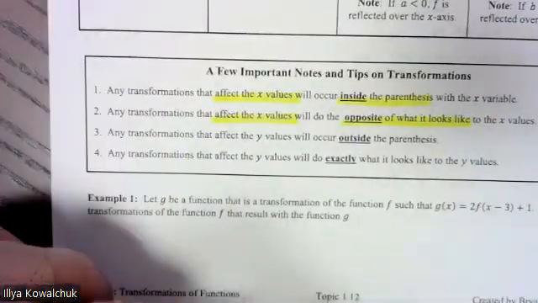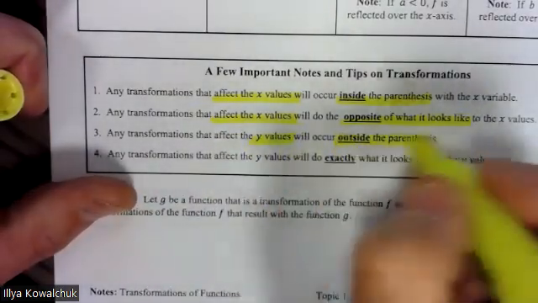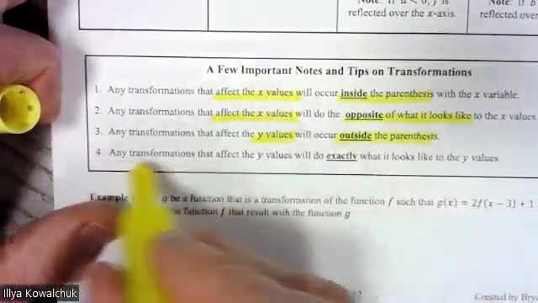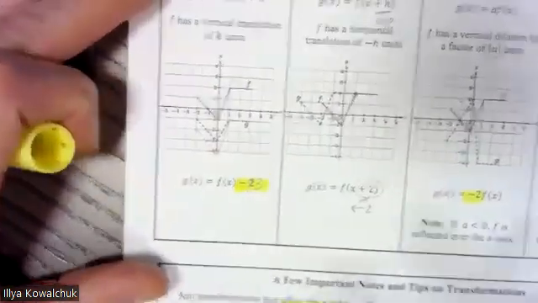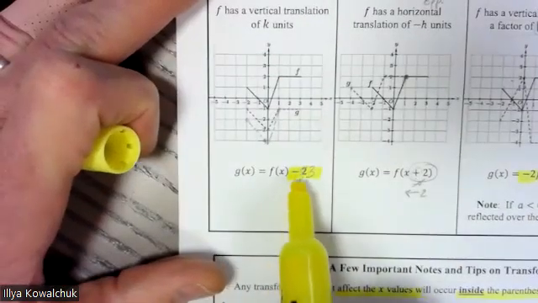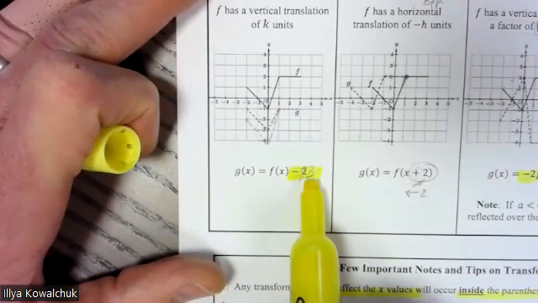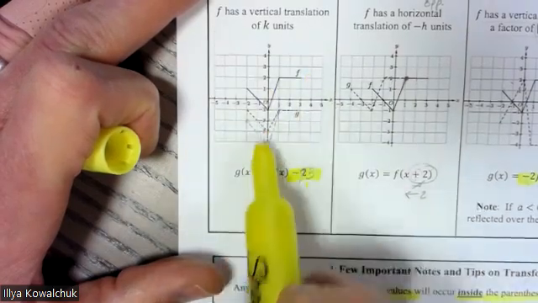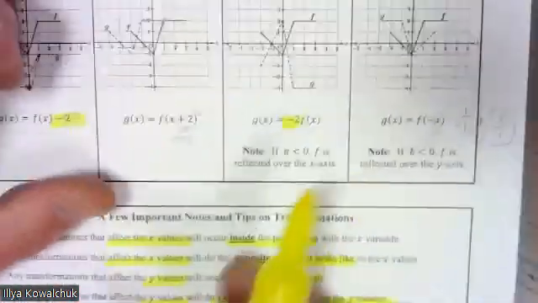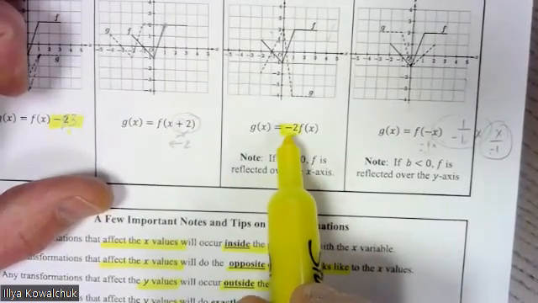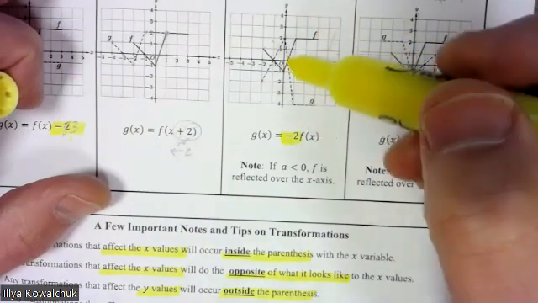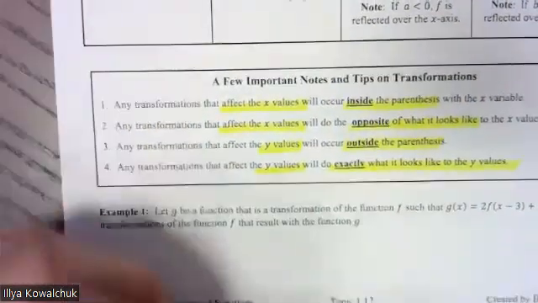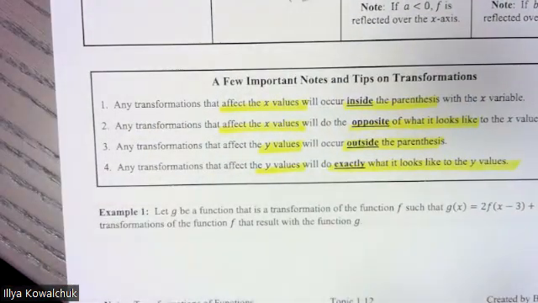Now, any transformations that affect the y values will occur outside the parentheses. And any transformation that affects the y values will do exactly what it looks like. So just like we saw here, we had a -3 as our translation. Negative meant we go down, we go down, we go down. And then on this one here, if it's a -2, we multiply the y values by -2. So they flip over and they double. Okay, really helpful tips on transformations. Okay, so let's go ahead and do some problems here.